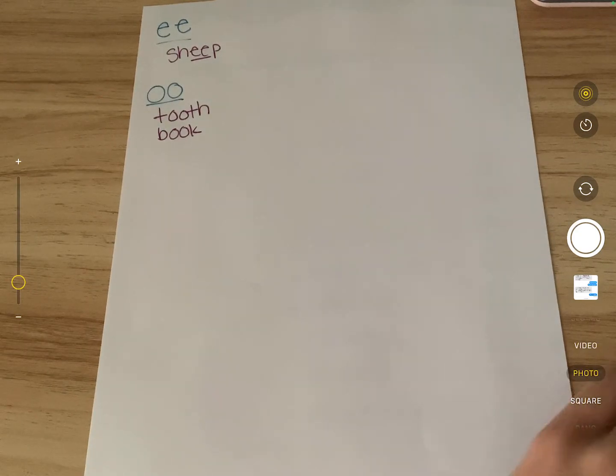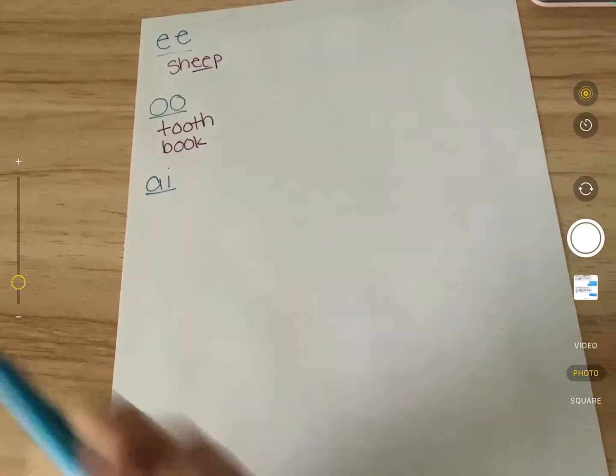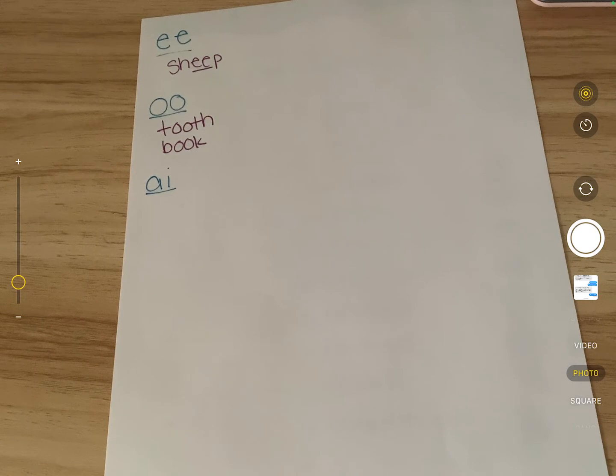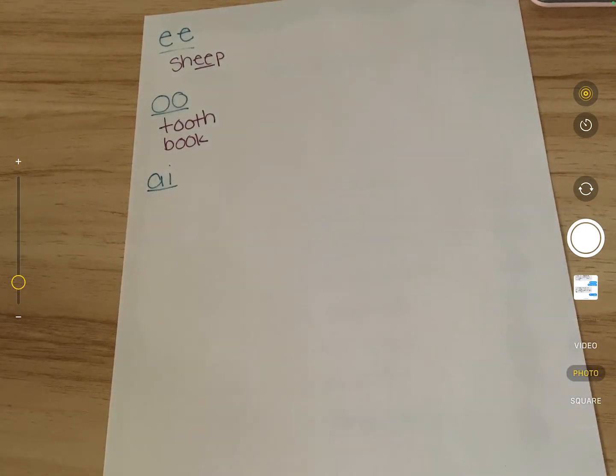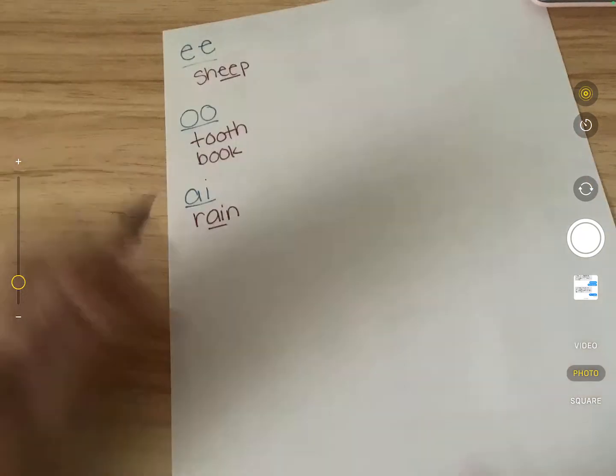All right, here's another one. AI. Pause to think about what AI says. Okay, AI we find in the middle of the word, and AI says A. Can you think of a word that has A in it with an AI? Pause me while you think of a word. One word you might have thought of was rain. That's an AI word.